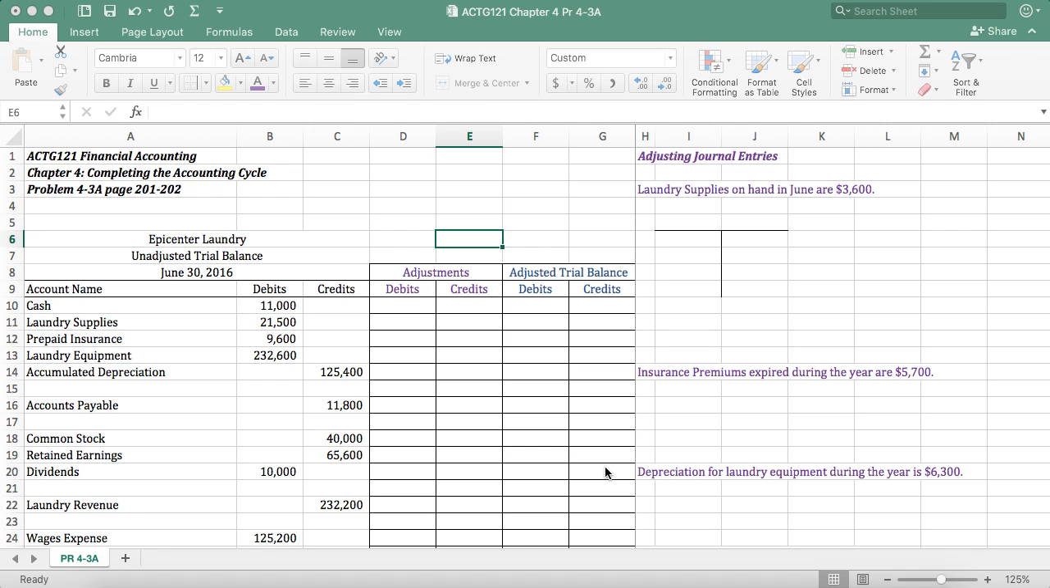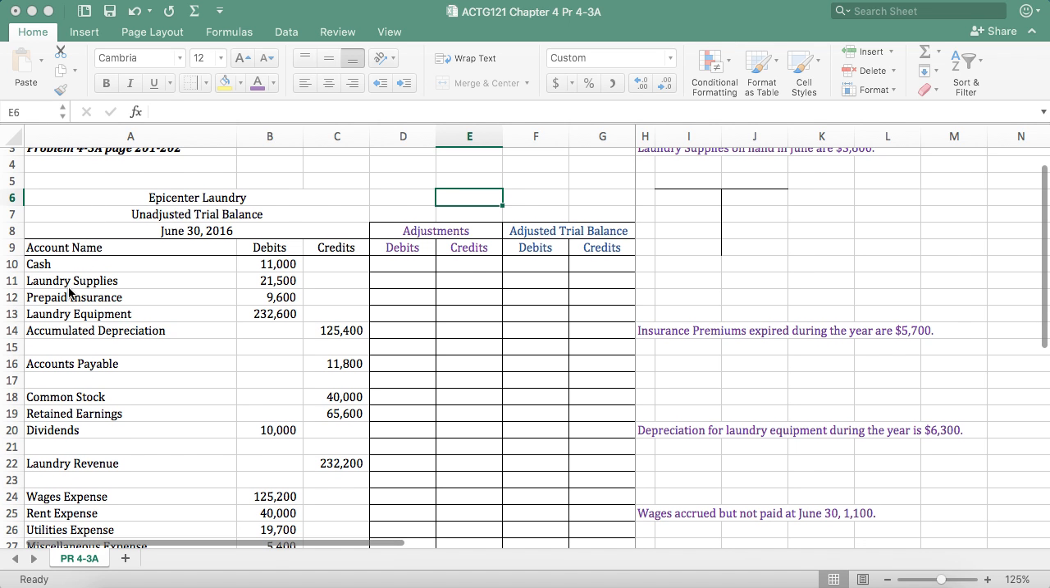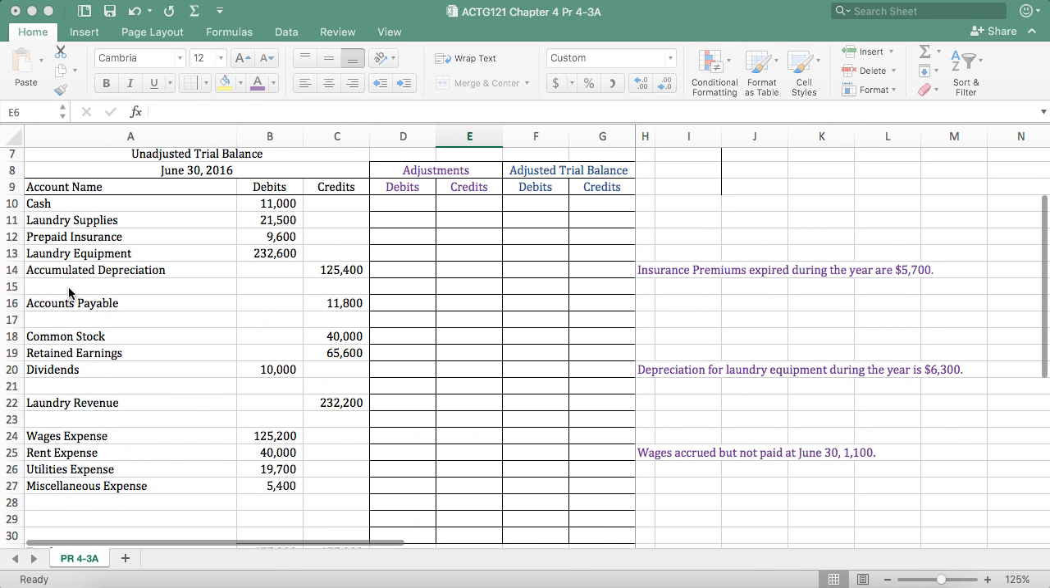It is completing the accounting cycle, so this is going to include adjustments and closing entries. So the problem is on page 201 and 202. I've listed everything we're given in the unadjusted trial balance, and I want to emphasize something for you. I've also included an empty row, as you can see, and that's just to keep things separate. These are the assets, here are the liabilities, stockholders' equity, revenue, and expenses.